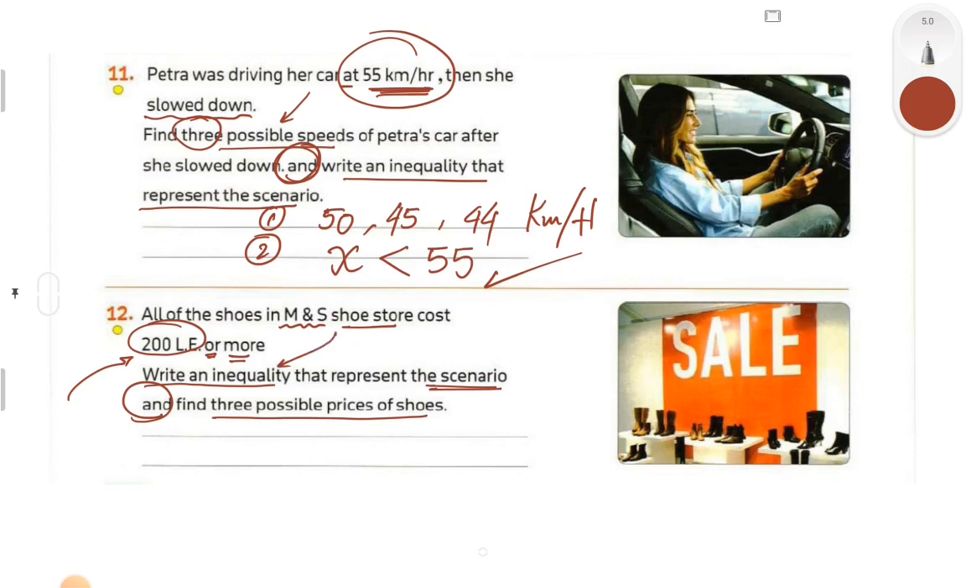Now I start with 200 and more, so the price may be greater than 200 LE. But do I write equal or not? Yes, write equal, because it starts from 200. It may be equal to 200 or more than or equal to 200. Now, what are the possible prices? We need to write 3 possible. So it may be 200 because I have equal here, or more, maybe 250, maybe 225, and so on.